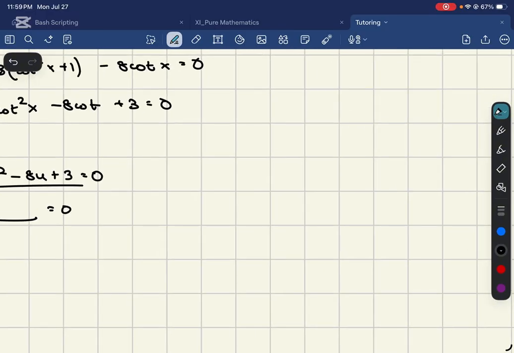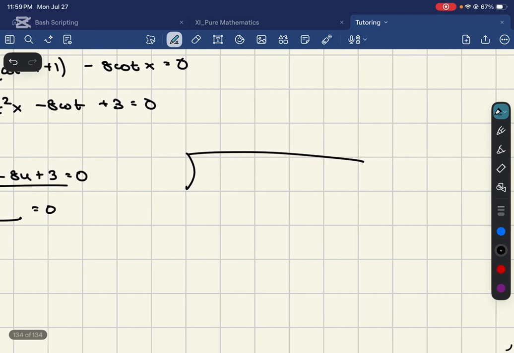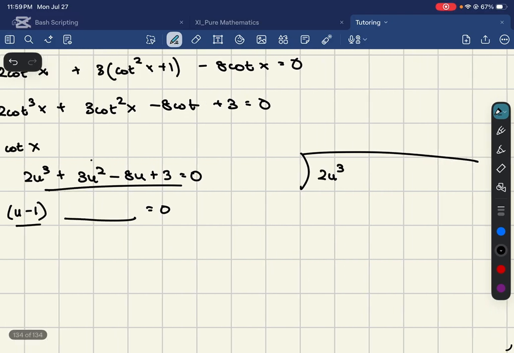And to find the other part, we just do the same thing. We write the cubic equation in descending powers. So in case there was no 3u squared, I would have to write 0u squared. I want all the powers to be there. Plus 3. And we write u minus 1.